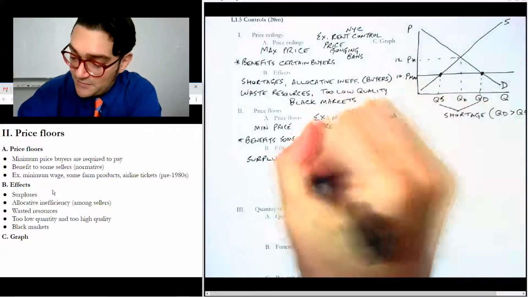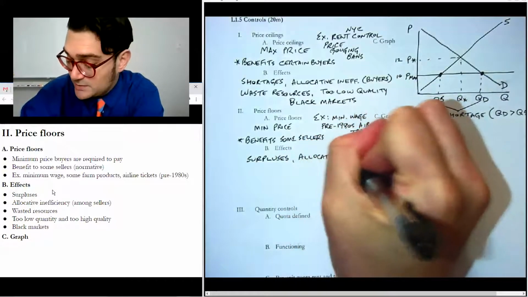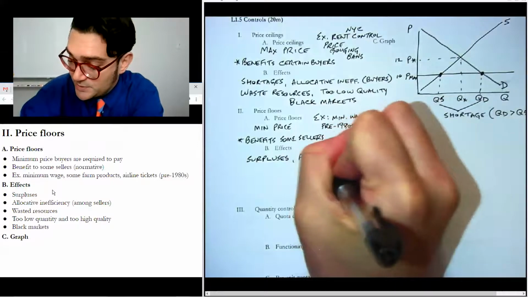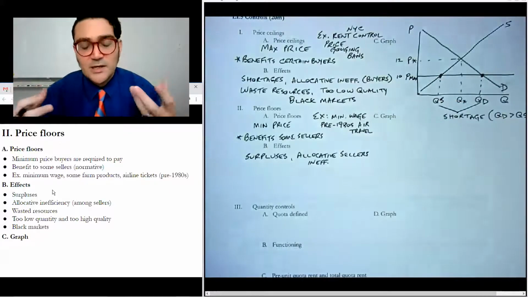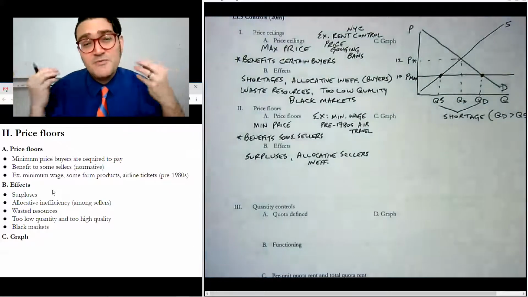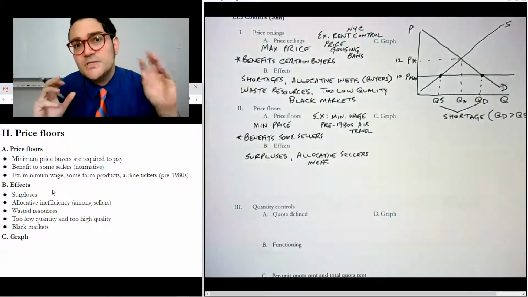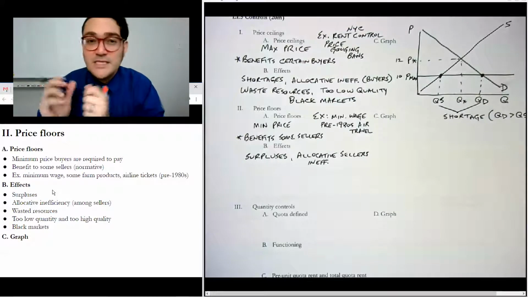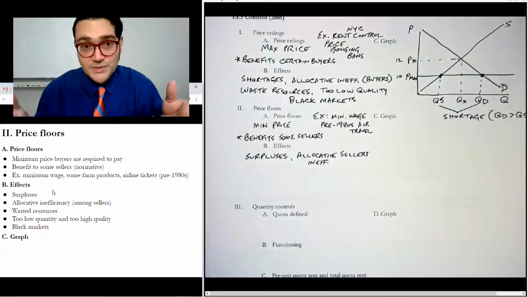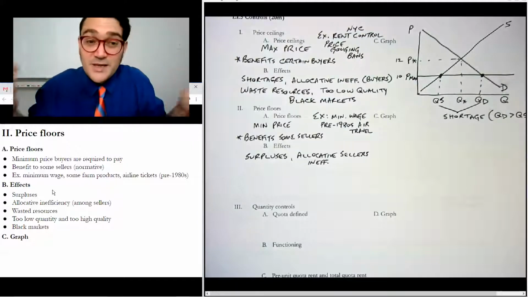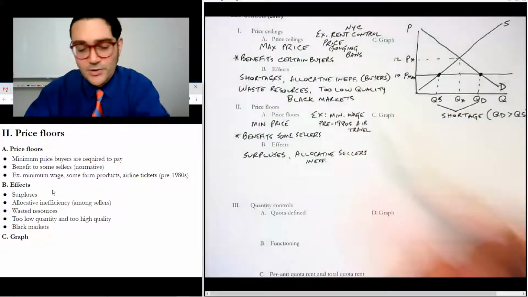We also have allocative inefficiency among the sellers, because some sellers are going to be able to sell and others won't. At this really high price, there's not going to be very many buyers. So you're going to have lots of sellers chasing very few buyers. And so some of the sellers are going to find a buyer, but the sellers who find the buyers aren't necessarily the ones who are the most efficient producers. They may be ones who just got lucky, who happened to meet a buyer before somebody else did. So again, it's the same idea as what we talked about up here.